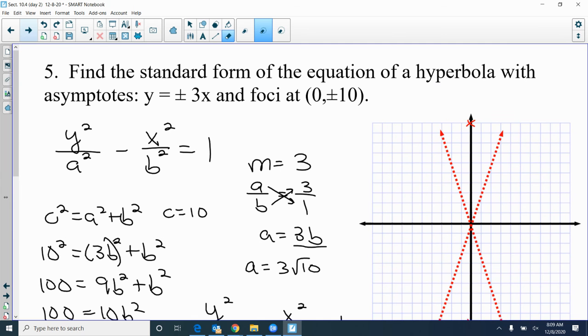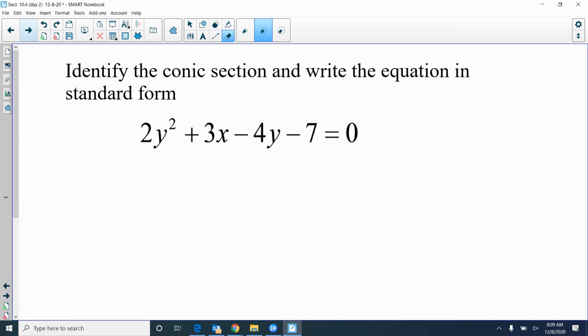I want to hit this, and I know I didn't leave any more room, so you might have to throw this on another sheet. But this is going to be part of your test, so I wanted to hit it a little bit earlier.